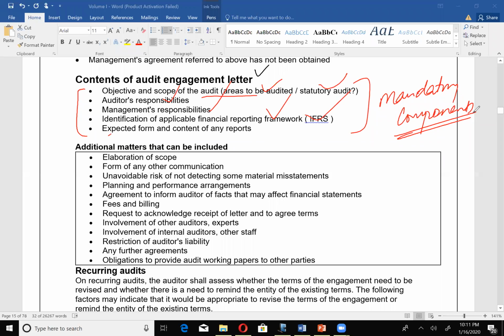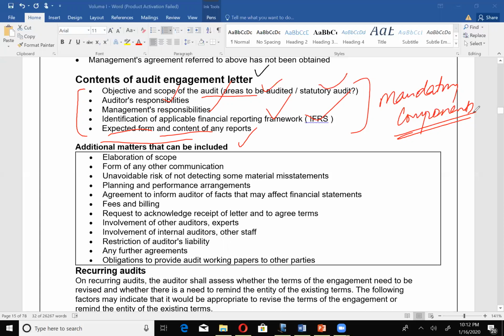And the expected form and content of any reports. Usually the audit report is issued as per ISAs, the International Standards on Auditing. We will study that. But if the management wants some other reports from the auditor in addition to the audit report, they may be mentioned over here. These five are mandatory components.